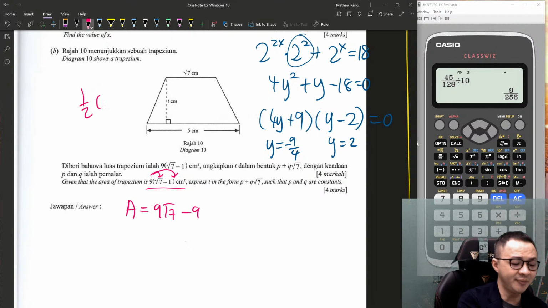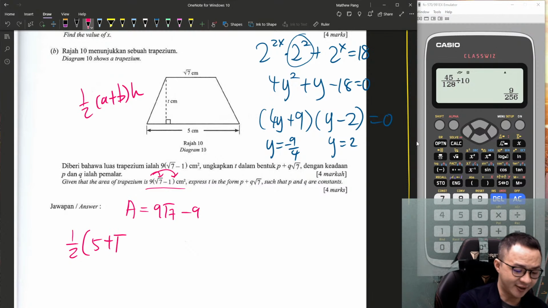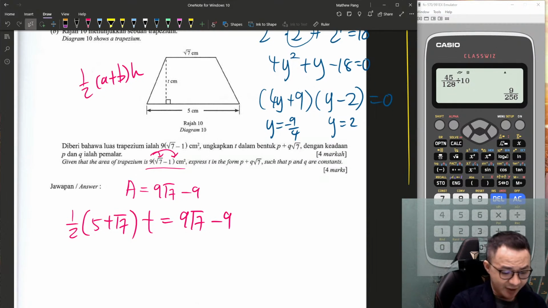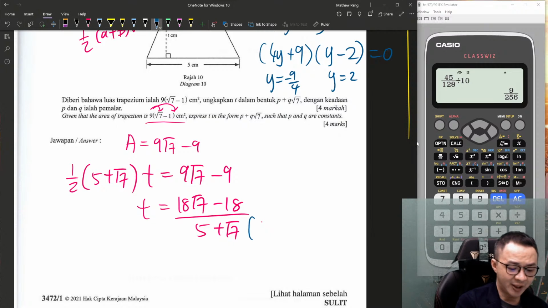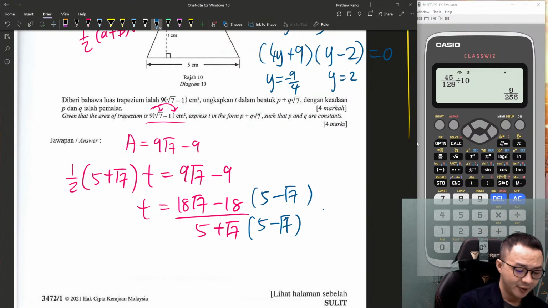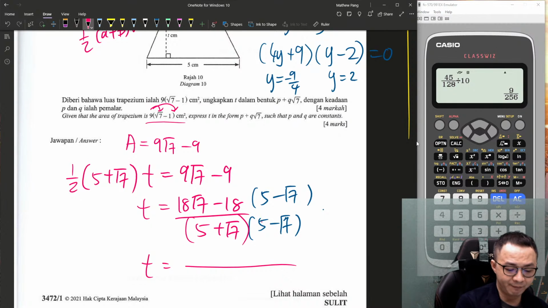So trapezium, half a plus b multiply height. So half a plus b, 5 plus sub 7 multiply height t is 9 sub 7 minus 9. I want to express t. Okay, so throw all the thing to the other side. This one is 18 sub 7 minus 18 over 5 plus sub 7. Rationalize. I will multiply 5 minus sub 7. This one multiply 5 minus sub 7. So this one I should get 5 squared, 25 minus 7.